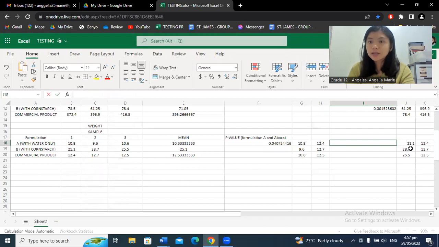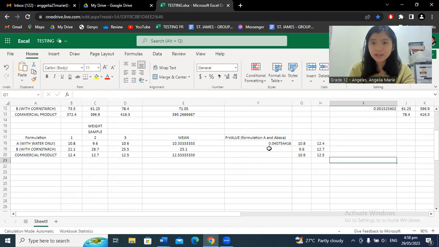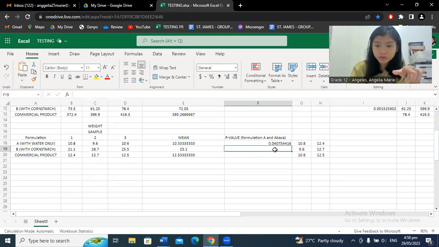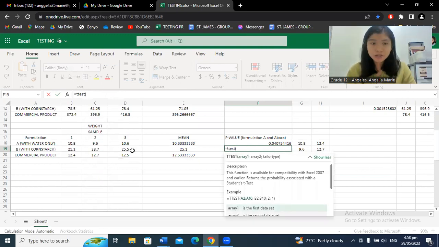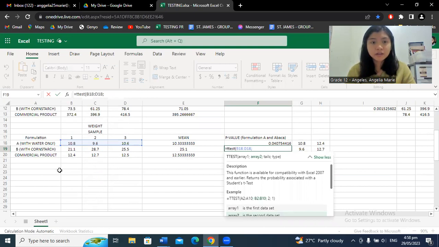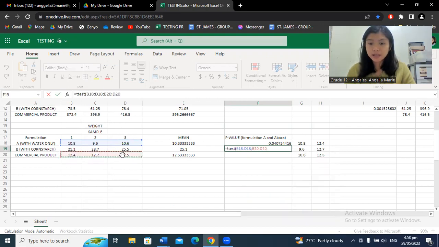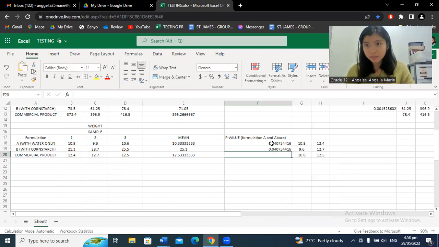Okay, so don't mind this again. So focus on our formulation A, ha? So this is already, we're going to base on this. And then we're going to start. Equals, and then type T.TEST, and then open parenthesis. Range 1, ano ang range 1? We are going to highlight for the formulation A. And then semicolon, we are going to highlight the commercial fabric. And semicolon, tails 2, type 1. Okay. Enter, yan ang maglalabas. So, 0.0407.